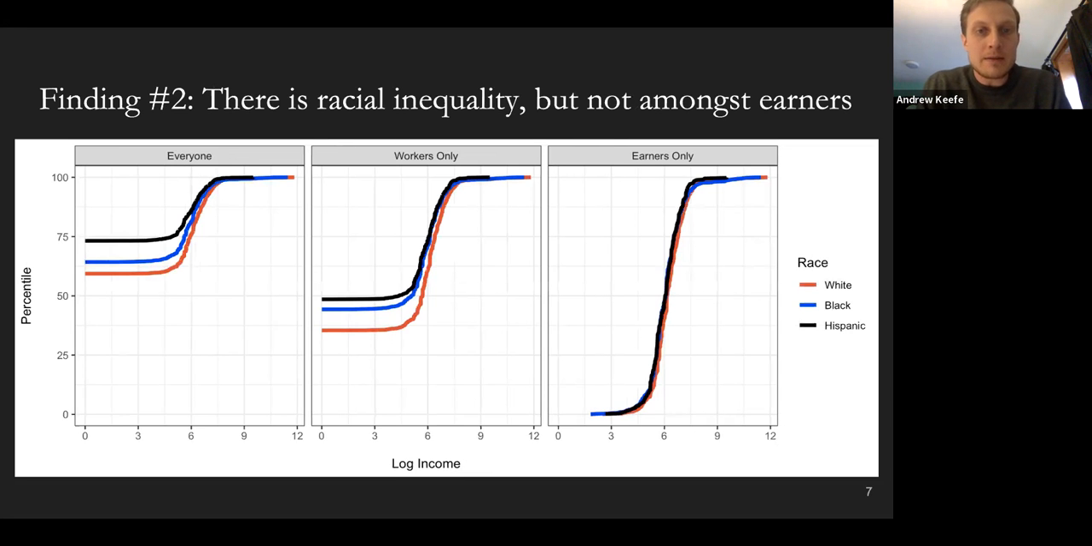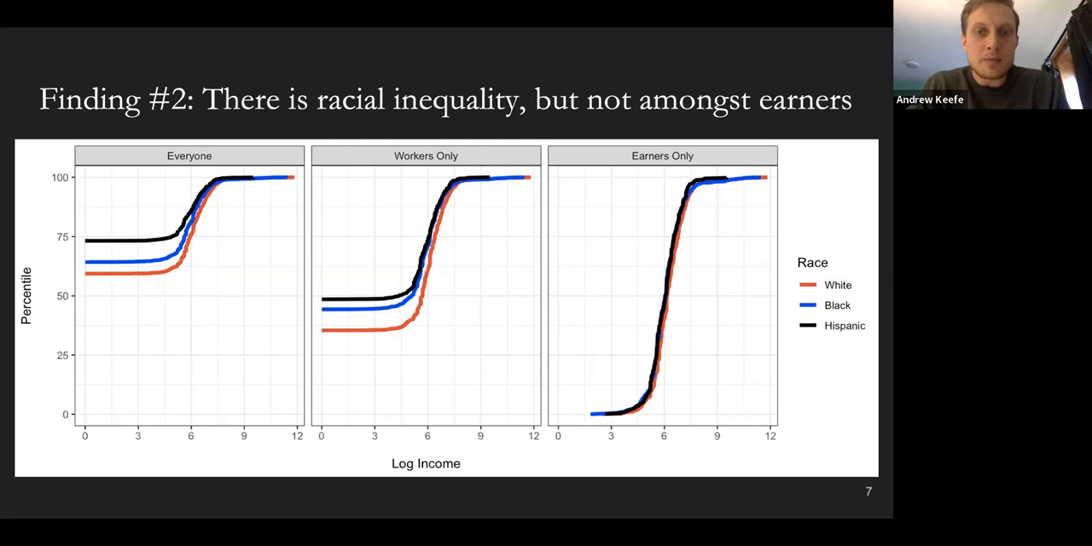The second fact that I'd like to convey is one about racial inequality. So we observe substantial racial inequality in earnings inside prisons. As of 2004, the year that the data represented in these CDFs were collected, the median non-Hispanic white inmate made more than the median non-Hispanic Black inmate, who made more than the median Hispanic inmate.